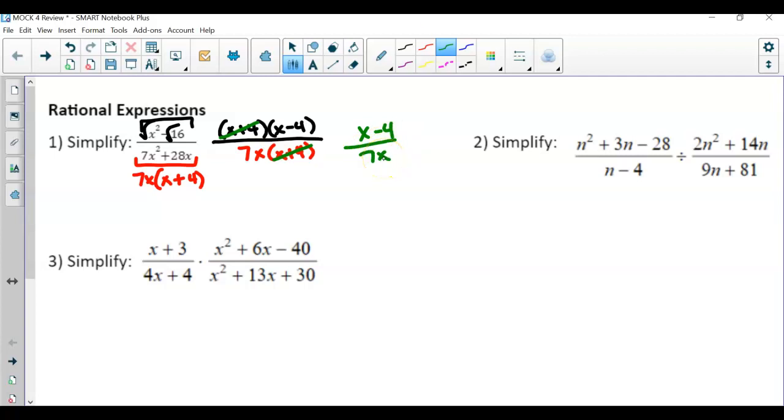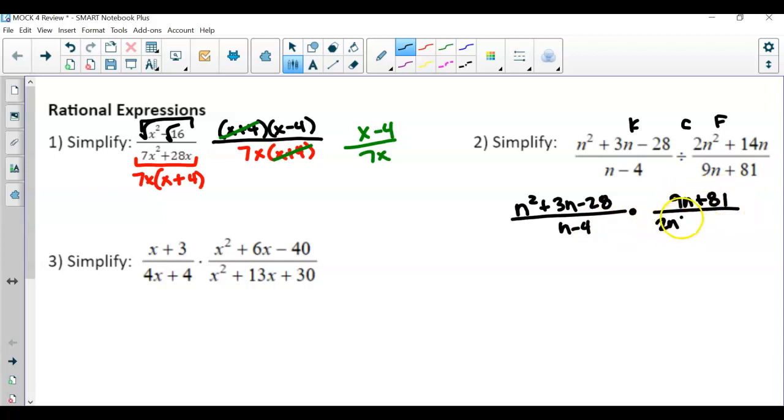Now, question number 2, you're dividing. So for this one we do need to do keep, change, flip. So keep the first, and then multiply by the reciprocal. So I'm going to flip here the second. And now I can start factoring my numerators.